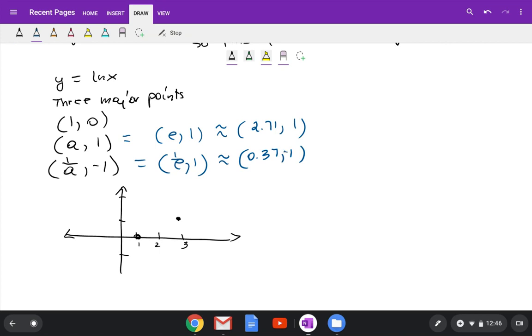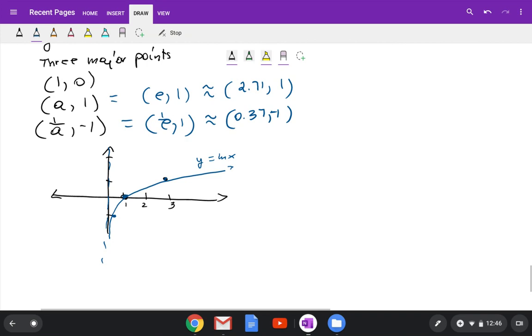Right here. So this is y equals ln of x, with x equals 0 as the vertical asymptote.